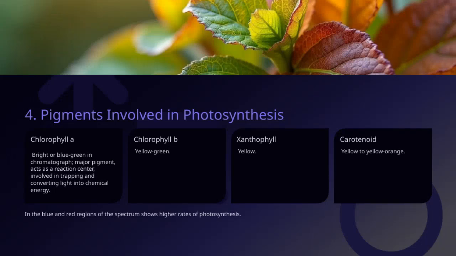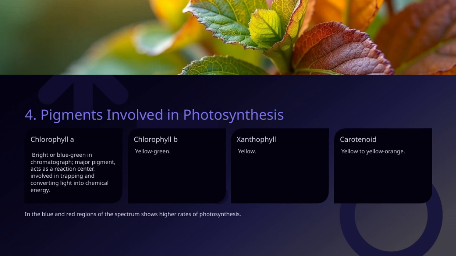Let's take a closer look at the pigments involved in photosynthesis. First, we see the range from yellow to yellow-orange, which corresponds to carotenoids. These pigments play a crucial role in capturing light energy. Then, there's yellow, which is characteristic of xanthophylls, another type of carotenoid.